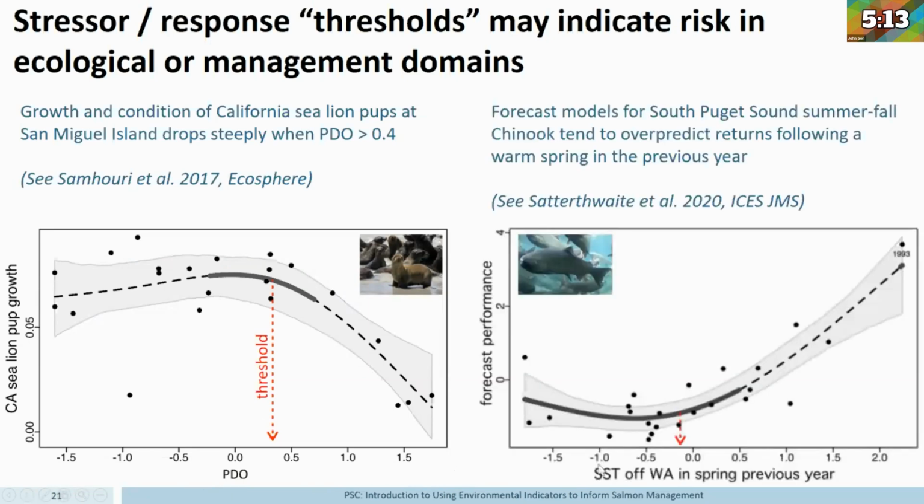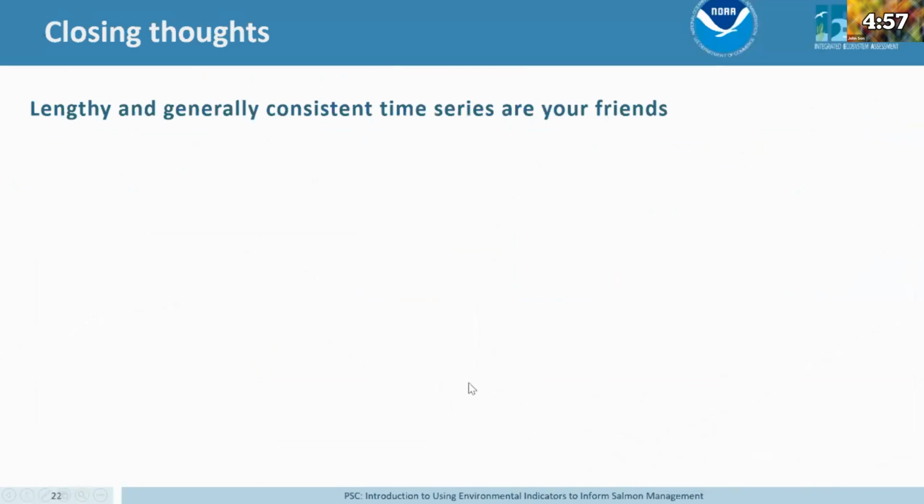More specific to this group, a recent paper that we published shows that salmon forecast models can also be sensitive to environmental conditions. As sea surface temperature the year before spring Chinook from South Puget Sound returned, the warmer the sea surface temperature gets in that prior spring, the more likely the models are to overpredict the number of fish that come back. So clearly there's a management connection there.